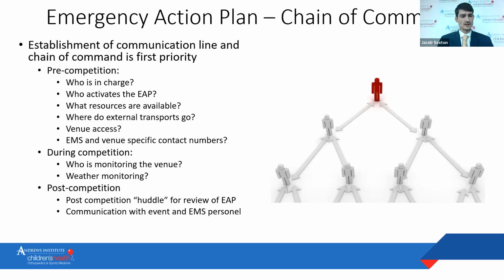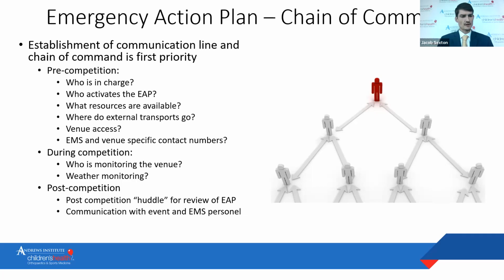Then you also need to understand, where do the external transports go? Is it going to go to the local trauma center? Is it going to go to a local community critical access hospital? Or is it going to go to some sort of urgent care? Then we also need to understand venue access. Are there any special gates that are locked that would prevent EMS systems from arriving at your venue? Are there any issues getting to the venue itself, such as some events that have fishbowl type courts and stadiums where you have to actually descend to a level and get onto the venue site?